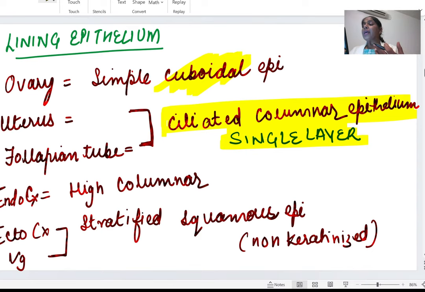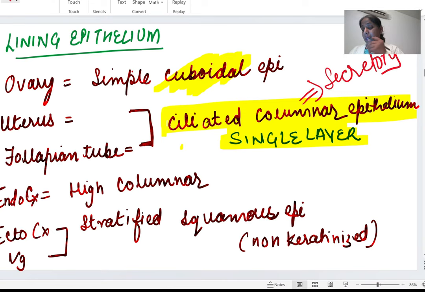What is the epithelium of the uterus and fallopian tube? They are secretory, and they also have to transport the material, the conceptus and the fluids. So it is ciliated columnar. Once the epithelium is secretory, its shape is columnar.